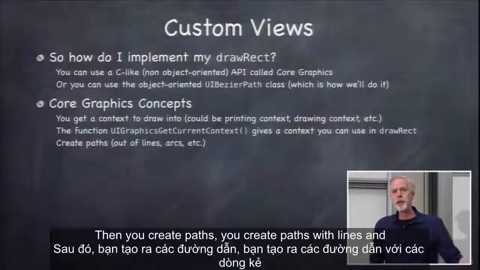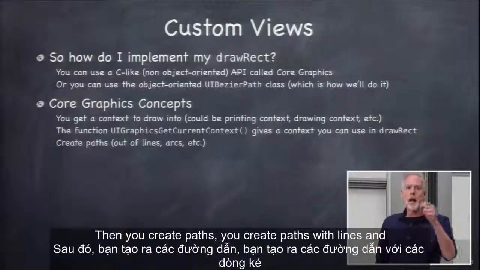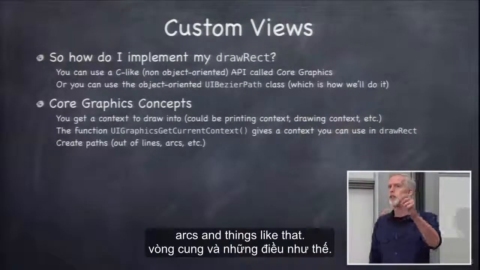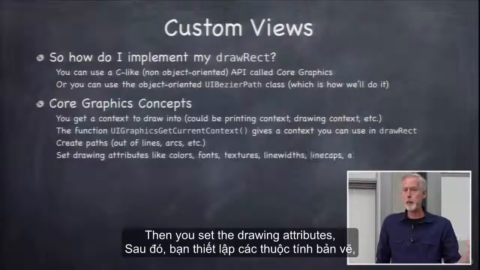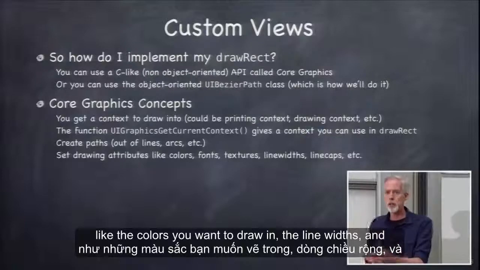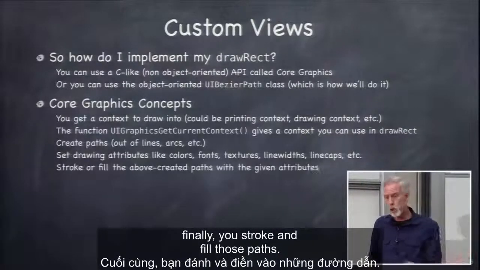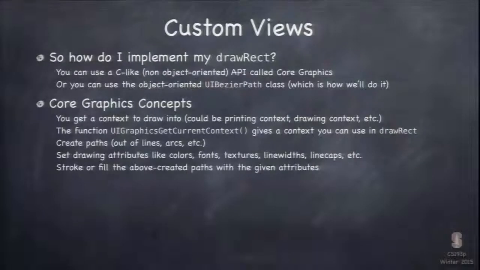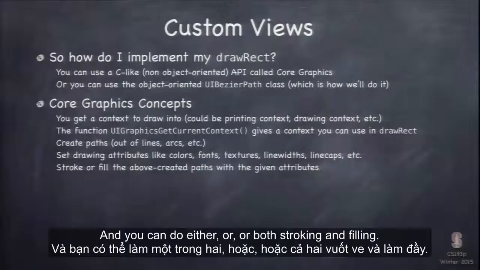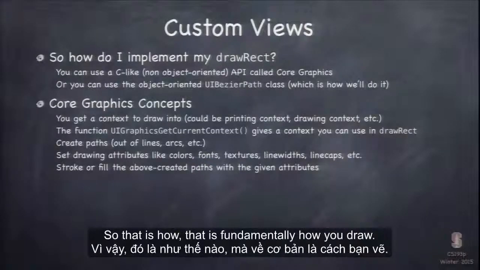is called. Then you create paths. You create paths with lines and arcs and things like that. Then you set the drawing attributes, like the colors you want to draw in, the line widths, things like that. And finally, you stroke and fill those paths. Okay? You can do either or both, stroking and filling. So that is fundamentally how you draw.